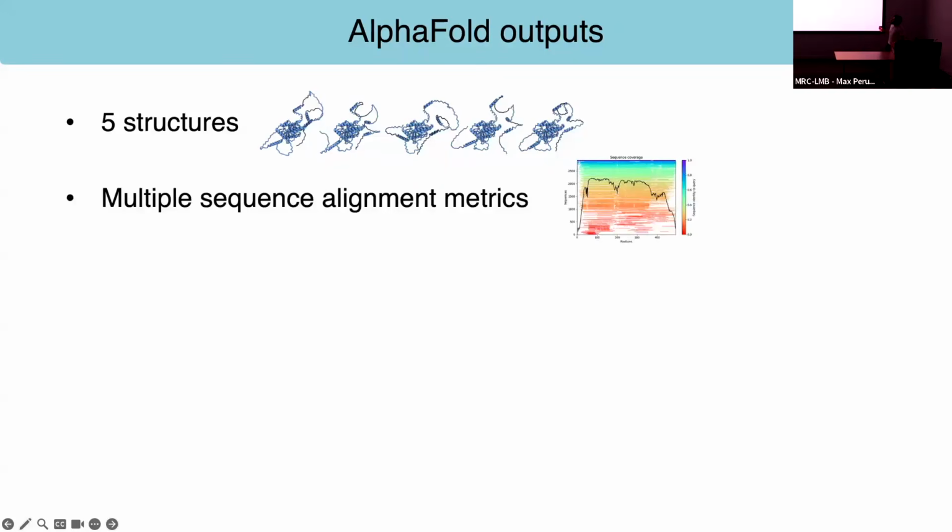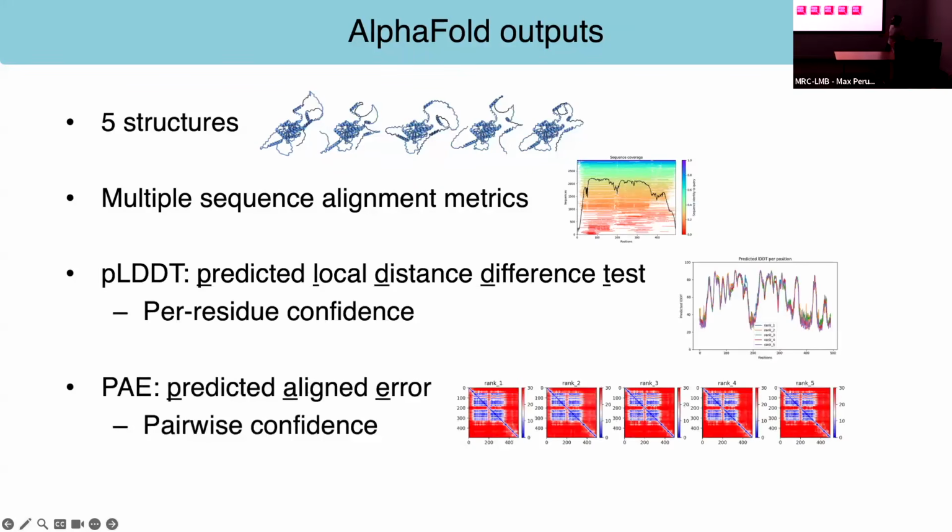Then you have your multiple sequence alignment metric. Again, you generate a multiple sequence alignment, and one can interpret how well that went, how many sequences were pulled. And then you have these confidence metrics, which tell you how confident you should be in this prediction. You can ask how confident am I in this residue specifically, or how confident am I in residues relative to one another. So we have the predicted local distance difference test, which is per residue, and the predicted aligned error, which is pairwise. I think these are really important, so we're going to go through them so you can correctly interpret them.